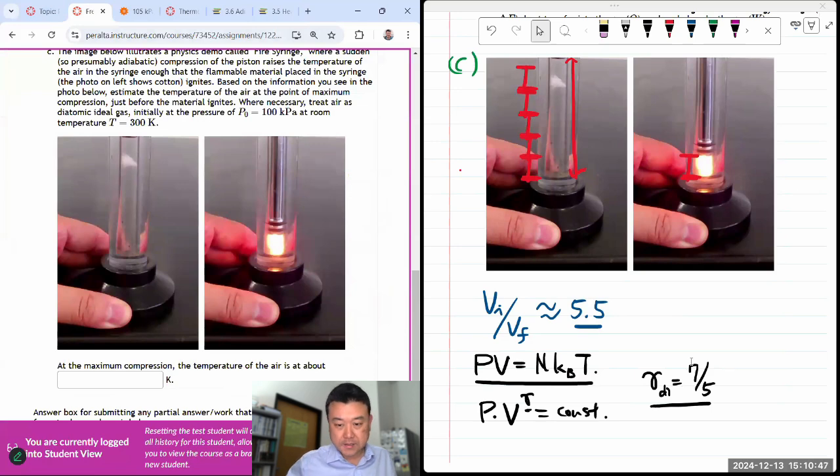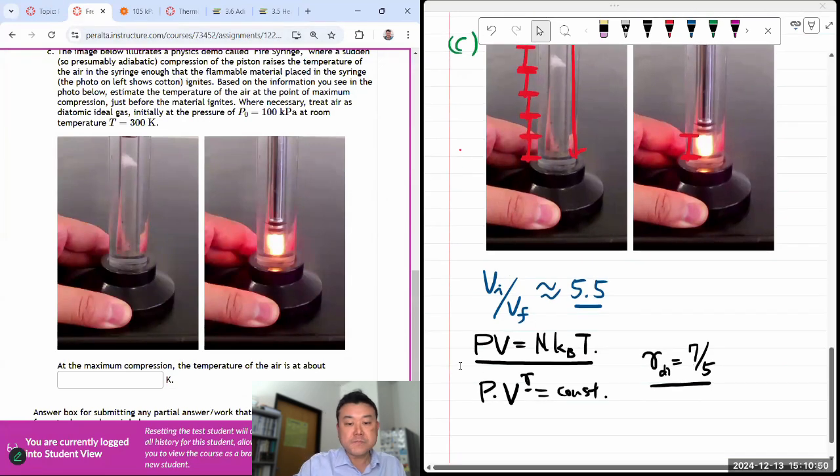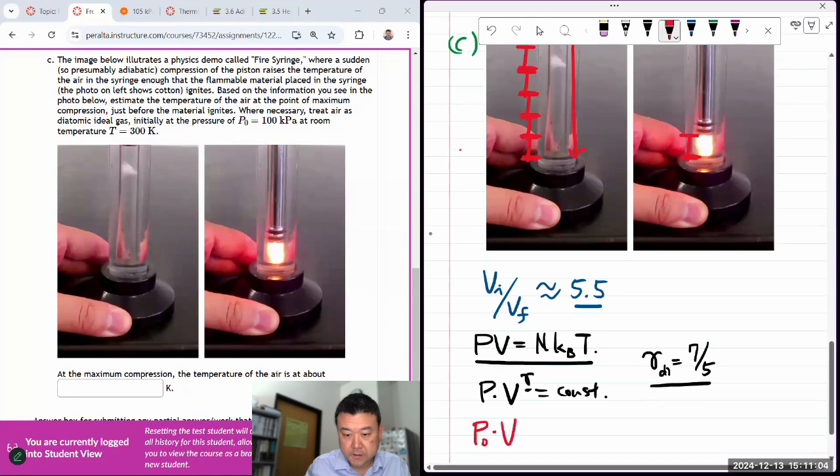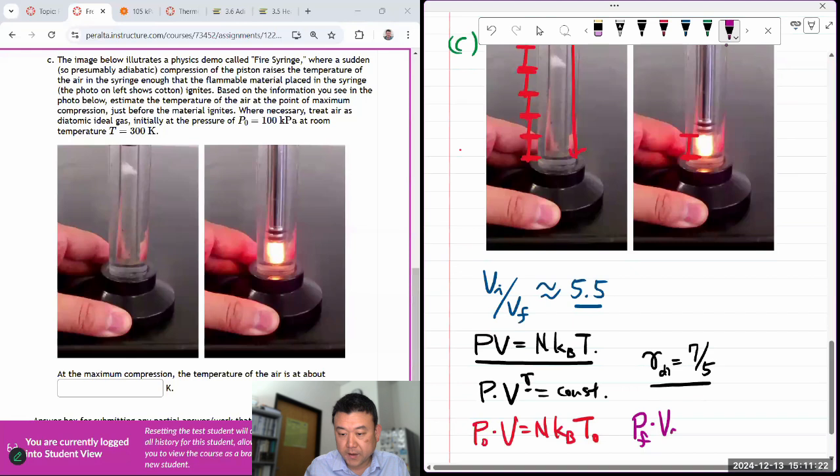So with these equations in hand, this is what we can do. We are given the initial pressure, so P naught, 100 kilopascal, times V is equal to N kB T initial, which will be 300 K. And now we work out the final expressions: P final, which we don't know, times V final, which we don't know, is equal to N kB T final, which we don't know.